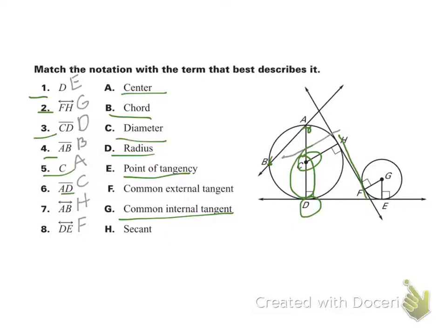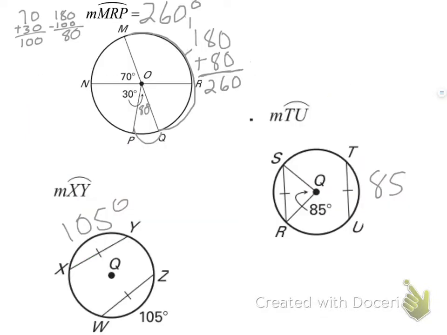The line AB goes all the way through the circle. Going all the way through the circle is the secant. And DE is the tangent on the outside of the two circles, so that is the external tangent.